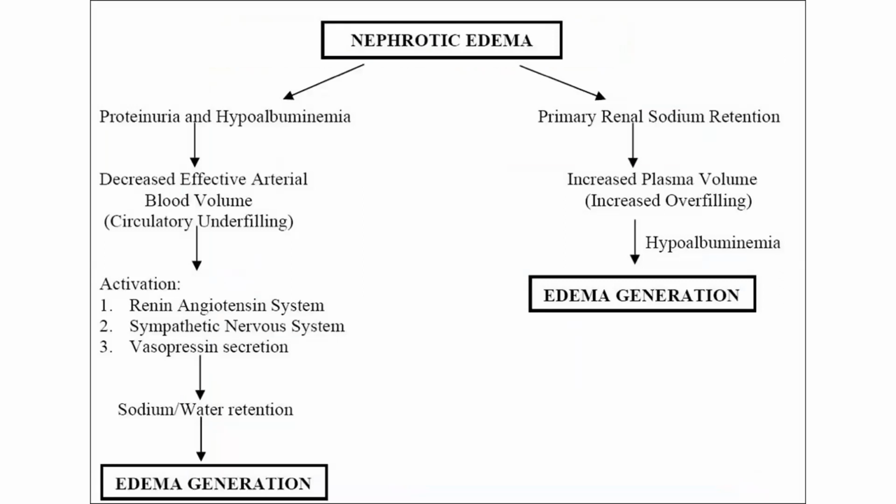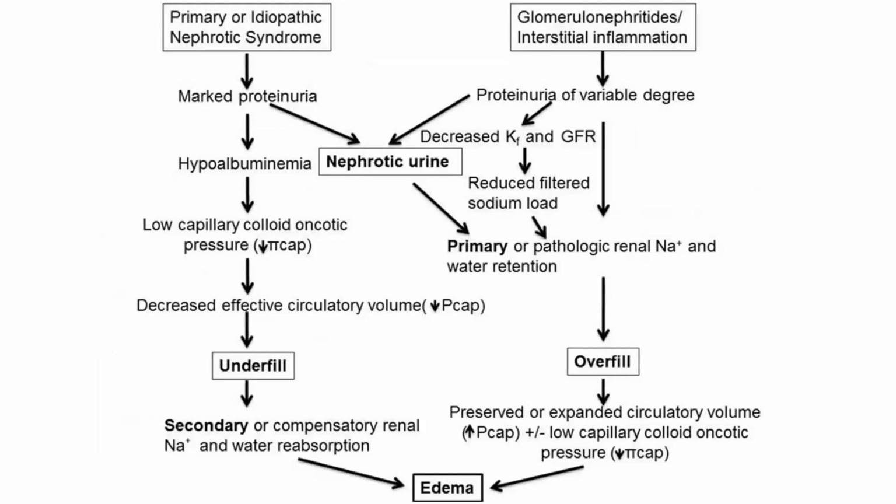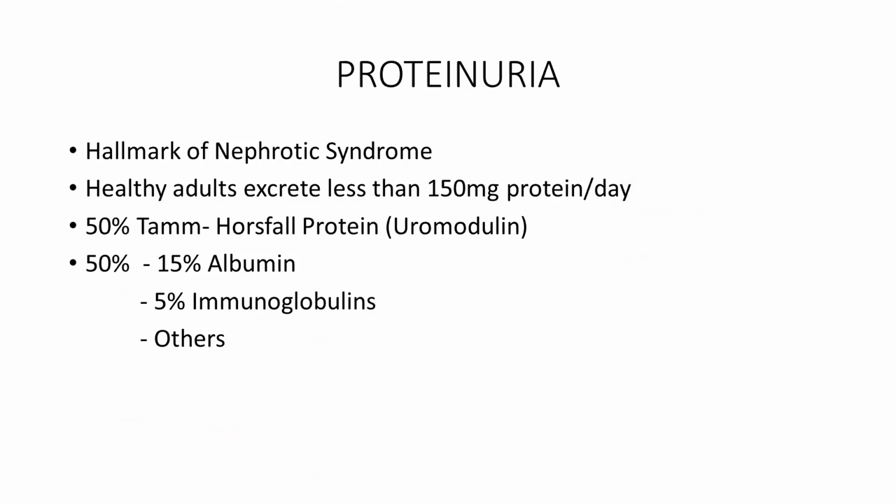Now, we will not be discussing this edema generation. This we will discuss at the time of lecture. You see, even with these two hypotheses, still we are not sure which theory is more applicable. And these two types of theories are projected: underfill theory and overfill theory, but this we will discuss at the time of lecture. Presently, basic pathophysiology, I have explained it to you, and how edema is generated, that I have explained it to you. Now, proteinuria is a hallmark of nephrotic syndrome.